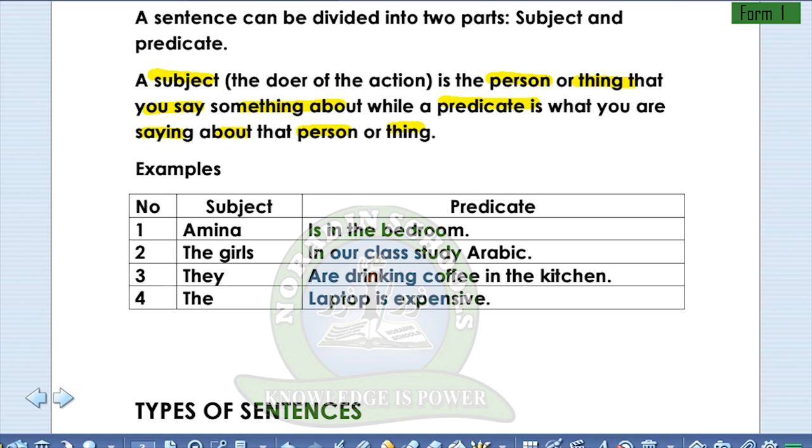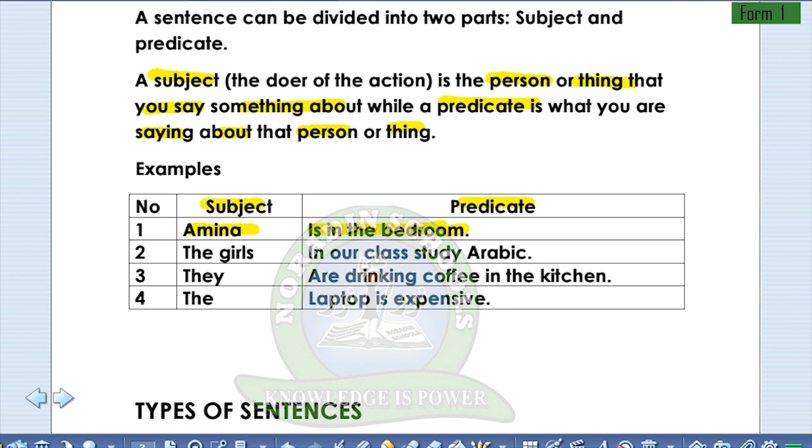Usually the predicate starts from the verb. Examples. Amina is in the bedroom. Now in this sentence, Amina is the doer of the action, or Amina is the person that we are talking about in this sentence. She is the subject. Is in the bedroom is the predicate. Amina is in the bedroom. This is the subject, and this is the predicate.